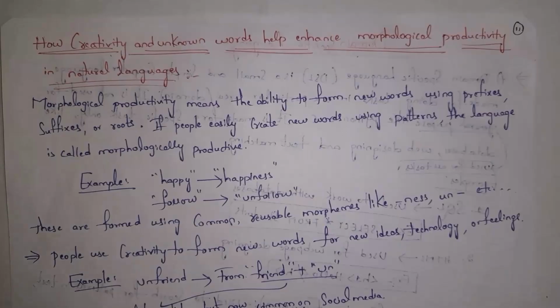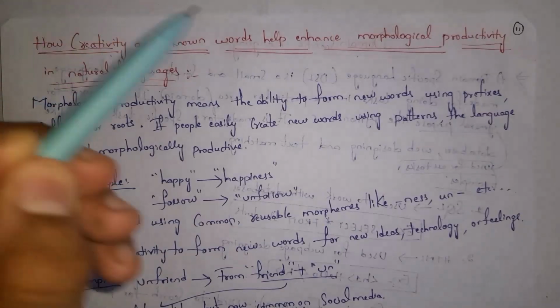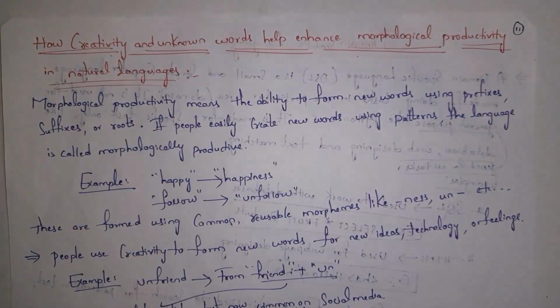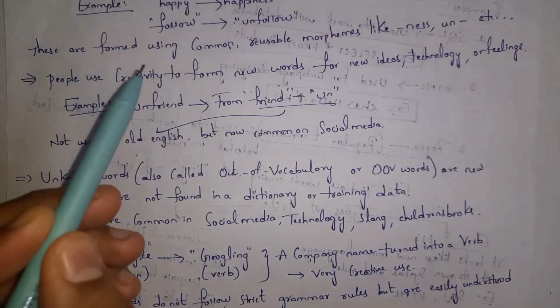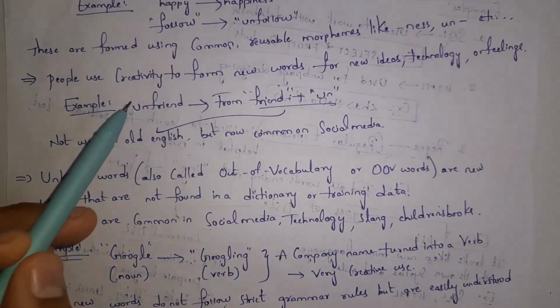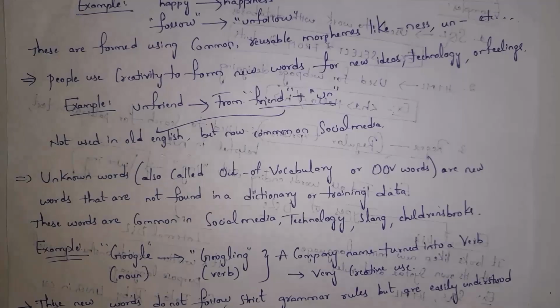Next I will explain how creativity and unknown words help enhance morphological productivity. Morphological productivity means being able to produce new words like happy to happiness, follow to unfollow. We can create various new words by adding prefixes and suffixes. People use creativity to form new words. For example, on social media platforms like Facebook, Instagram, etc., people use one creative word, that is unfriend. Normally unfriend was not used in Old English, but now it is common in social media.